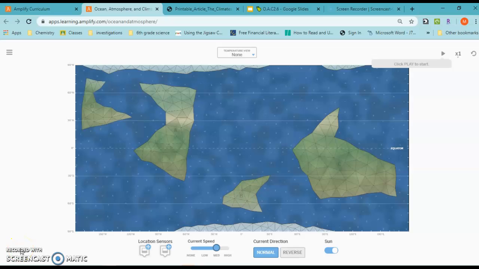Good morning, darlings. Okay, so this is going to be the blue demonstration. I'm just going to demonstrate how to find cold ocean water nearby by looking at the color differences.